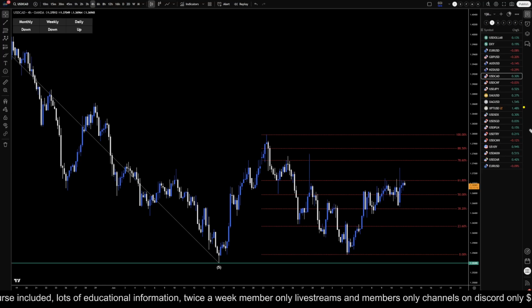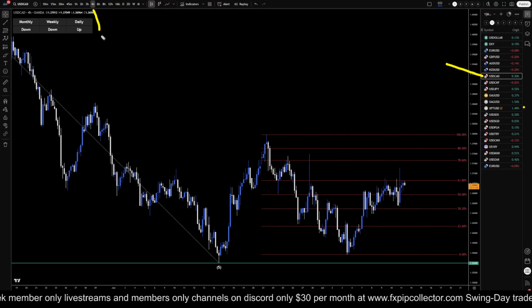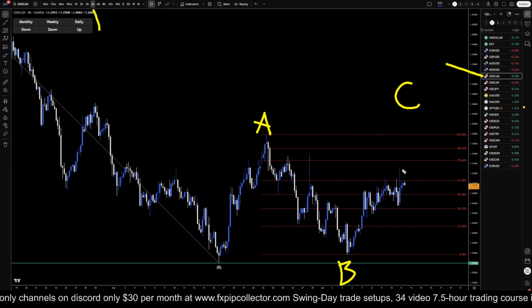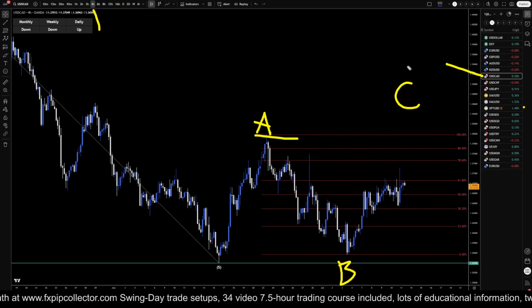Hello, traders. Today is Friday, July 11th, and this is my analysis for the US dollar Canadian, and we are on the 4-hour time frame to start with. Because on the 4-hour time frame, this is where I've been saying that this is likely an ABC, and if it is an ABC, it should take out the higher wave A, or it possibly could even be a 1, 2, 3, which would be a much bigger move to the upside.